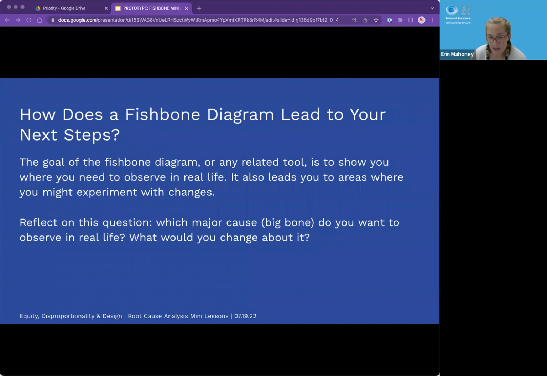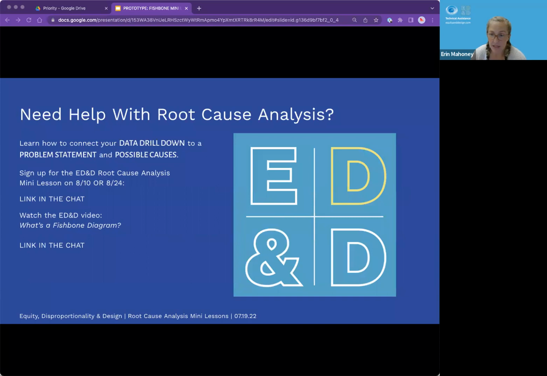With that being said, we want to encourage y'all. Hopefully this little video gave you an idea on how to use the fishbone diagram tool as a resource within your root cause analysis to take your problem statement and identify some possible causes to make your plan around. But if you're interested in having a bit more help or even collaboration as a team, we are going to provide a couple of sessions right now, they're on the calendar, for you to learn how to connect that data drill down and your problem statement to those possible causes in a collaborative environment.